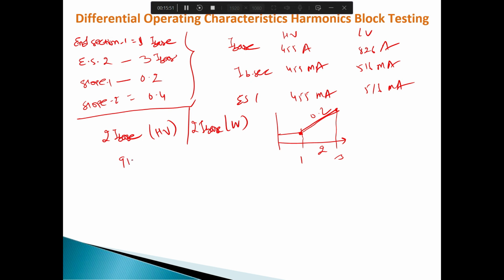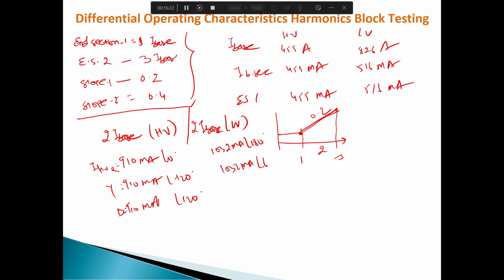So for the HV side, 2 times means 910 milliampere, 910 milliampere, 910 milliampere. So this is your IHV of R phase, Y phase, and B phase, at angle 0 degree, minus 120 degree, and plus 120 degree. Similarly, for the second side, that is the LV side, this will be 1032 milliampere at an angle 180 degree, 1032 milliampere at an angle 60 degree, and 1032 at an angle 300 degree.